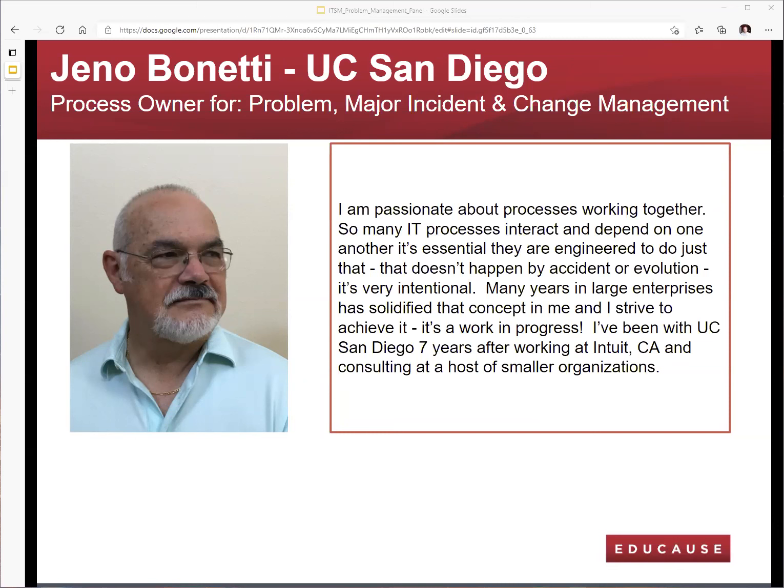And I'm interested in different processes working together. You can see why. Part of what I do is work with these three different processes, make sure they're working together. And I have come from a variety of small and large organizations. I've been a consultant in smaller organizations, but I've also been in some large organizations like Intuit and CA, which was formerly known as Computer Associates. But UC San Diego is the largest enterprise I've ever been associated with. It turns out it really is a big organization.